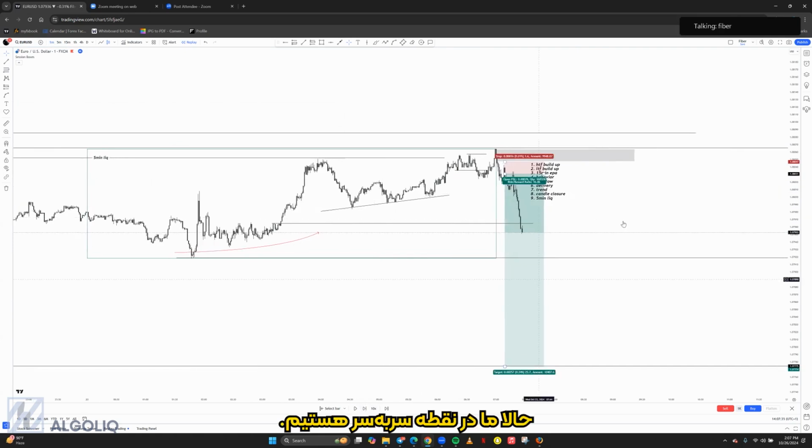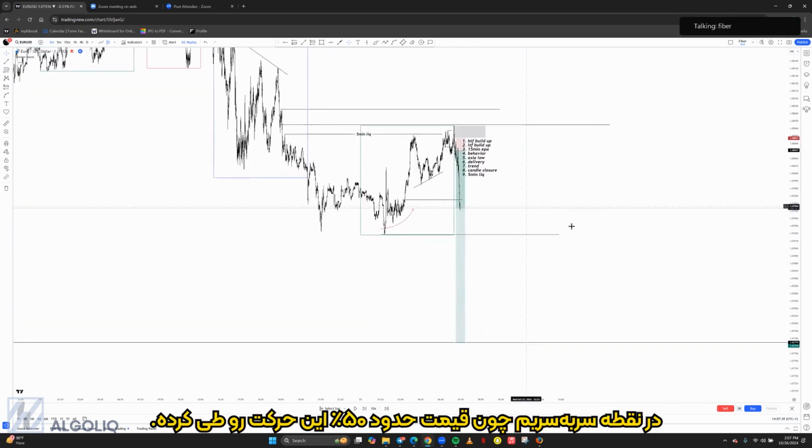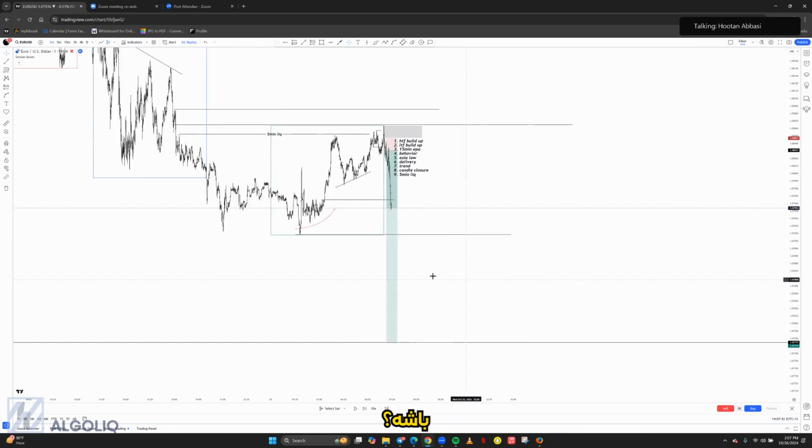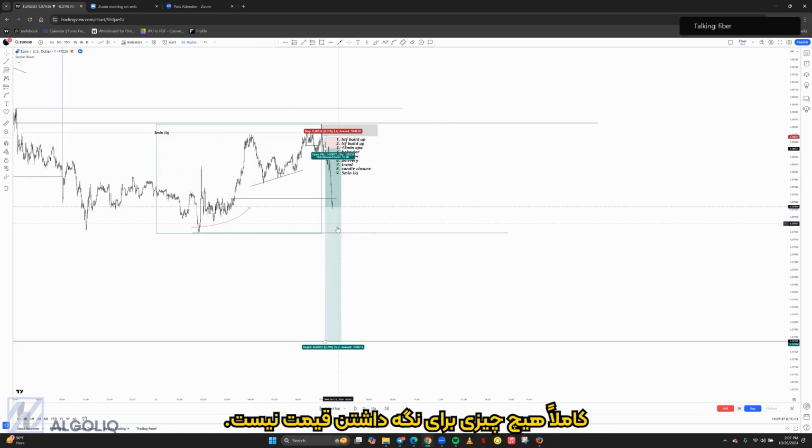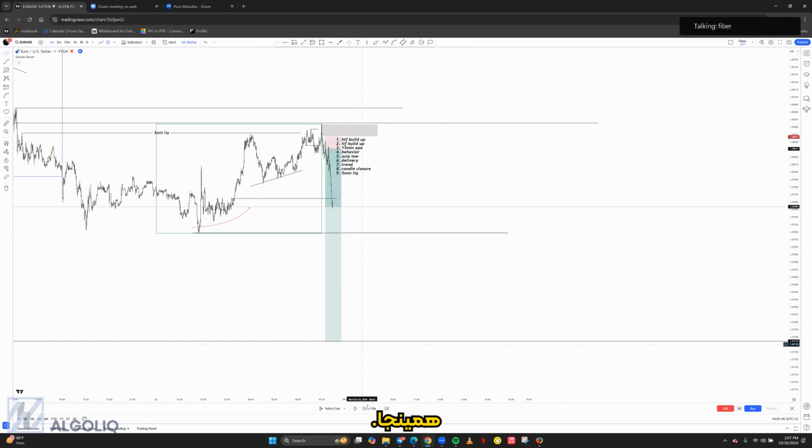Now we are at break even. We are at break even because price is at the 50% of this move. And there's nothing to hold price right here. Absolutely nothing to hold price right here.